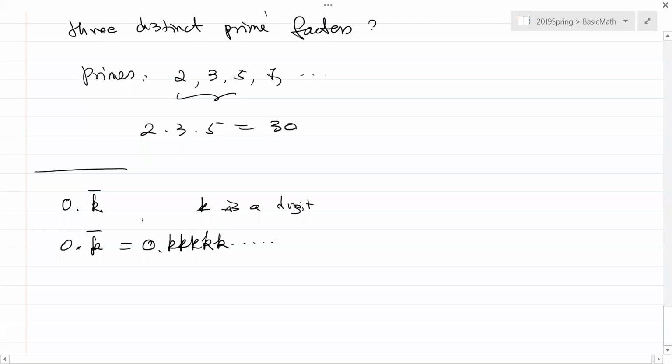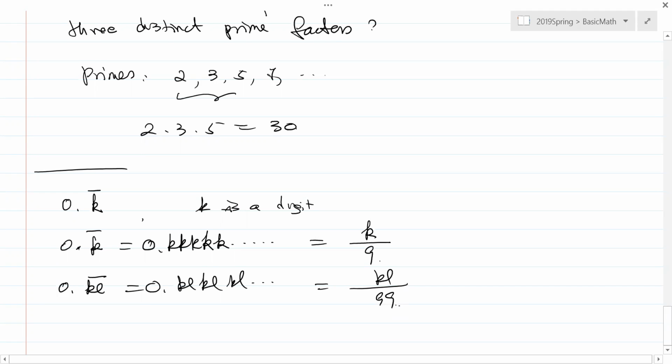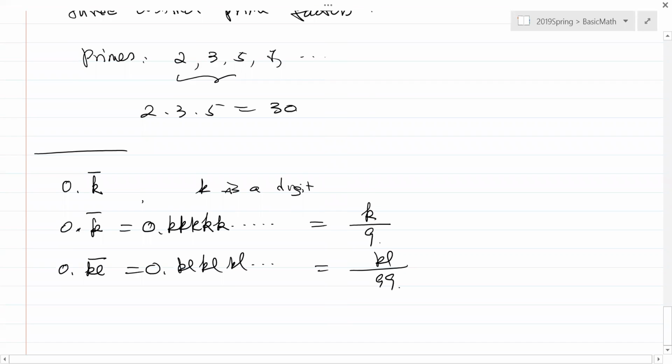Now in mathematics, in the advanced math class, we can prove that this is going to be k over 9. Okay, it can be expressed as a fraction. So it's a rational number, repeating. If we have kl, 2 digits, 0.klklklkl repeating, this is going to be kl over 99, okay? So it can be expressed as a fraction.